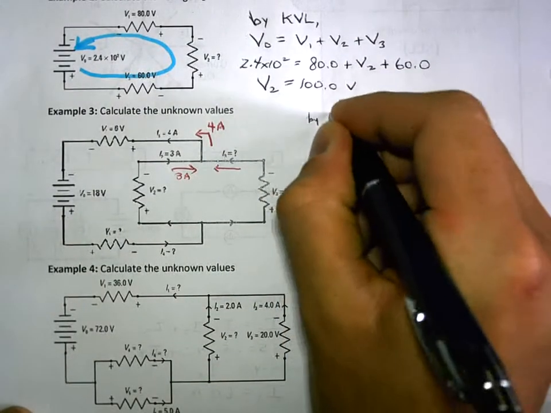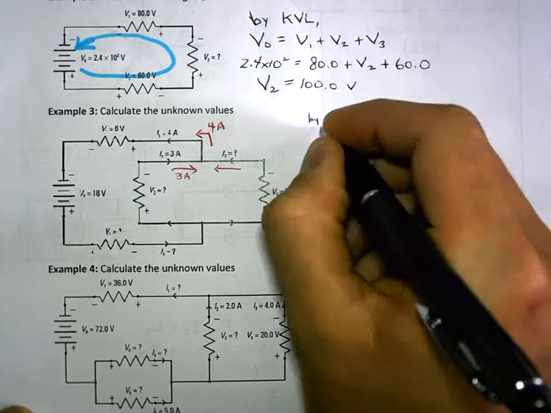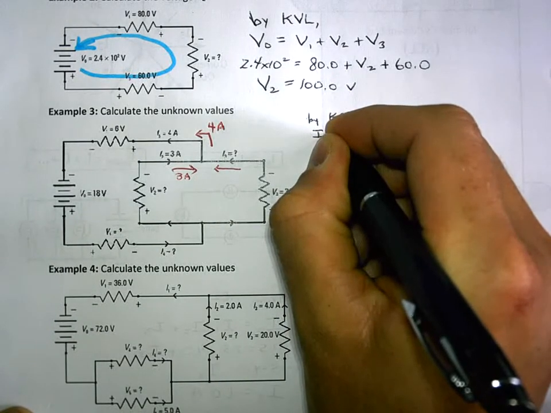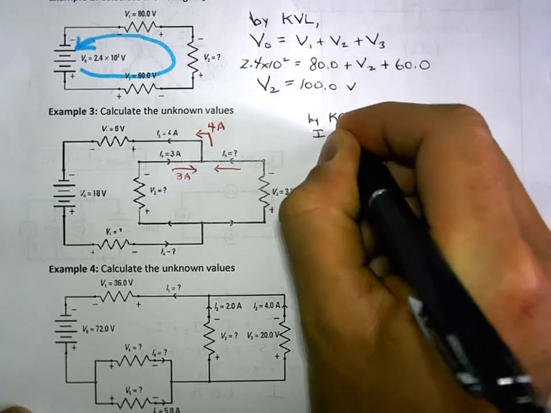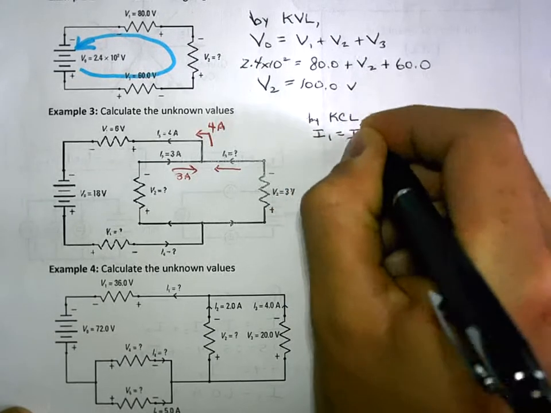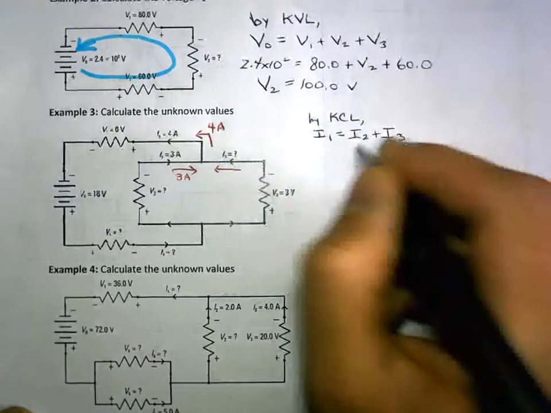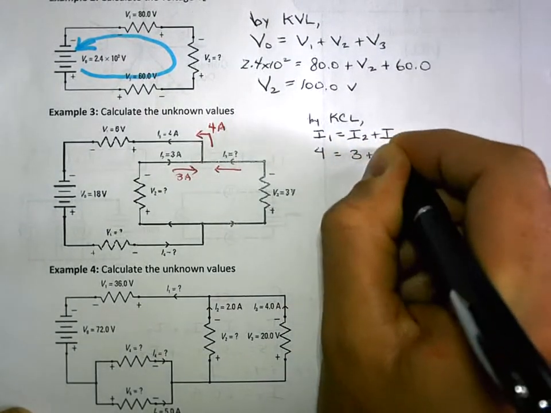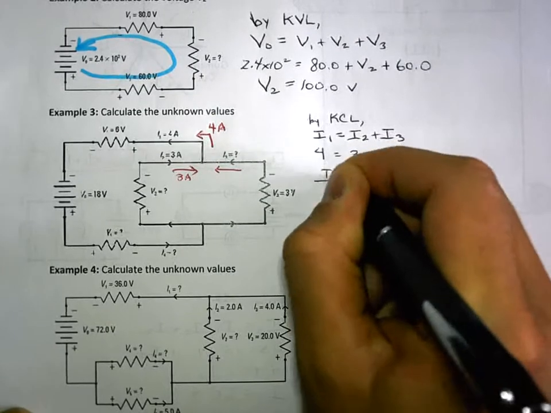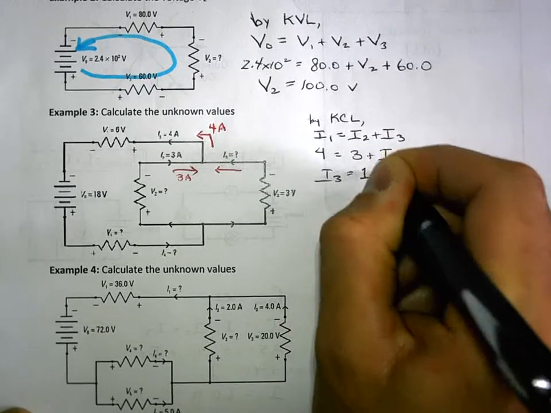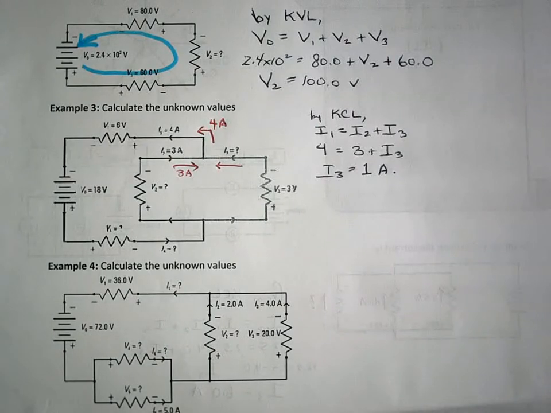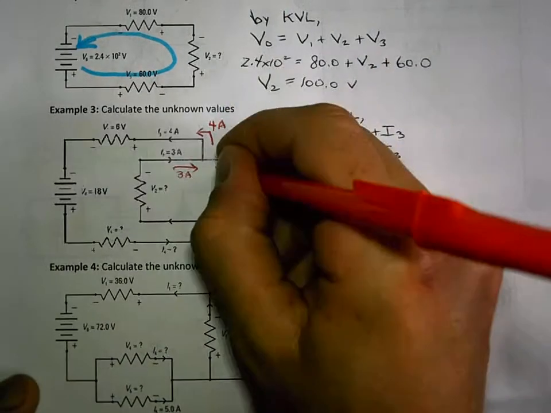But by KCL, I1 is equal to I2 plus I3. So 4 is equal to 3 plus I3. So I3 has to be 1 amp. Okay, so 1 amp. Let's write that in.